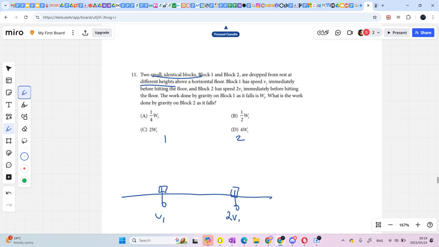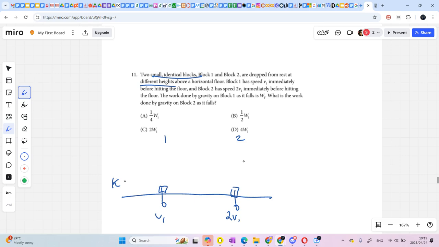What we do know, however, is that there's no air resistance, obviously, so gravity converted all the gravitational potential energy each of these blocks initially had to kinetic energy. So for block 1, we're going to let m equal the mass of each of these blocks because they're both the same. If we had different masses, then we would have to account for that.